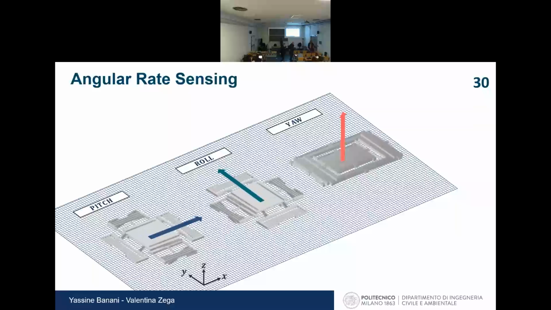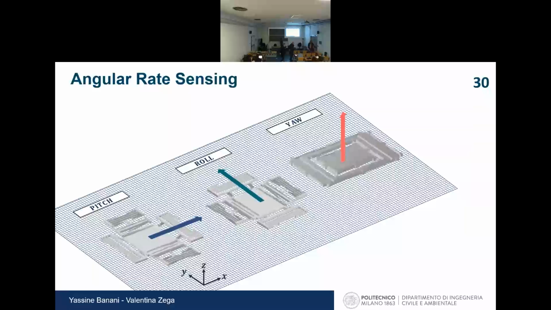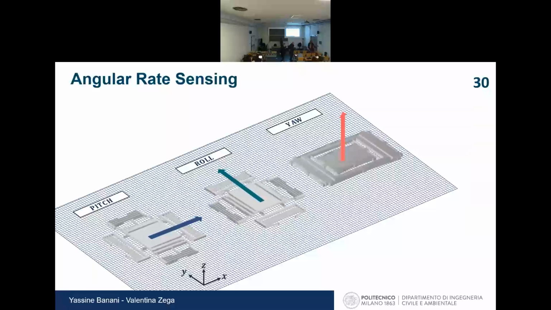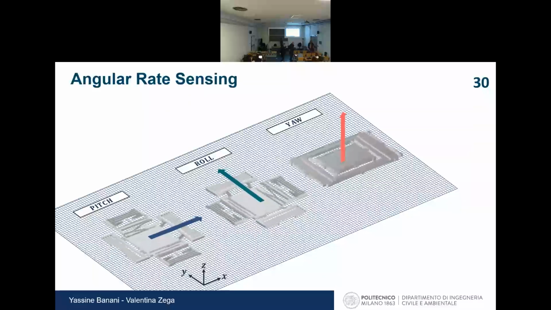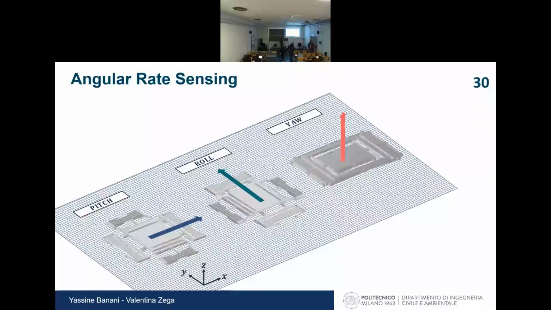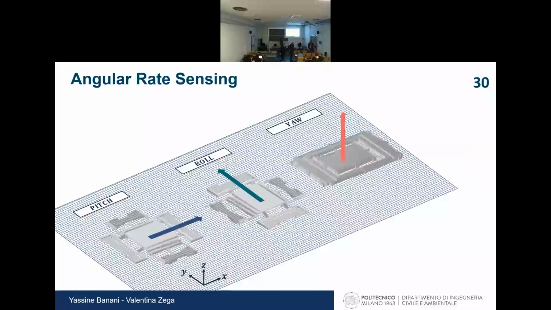And the novelty is that for the first time we have a pitch and roll gyroscope with full in-plane motion. So we have the driving frames and the sensing frames, so the one we move and the one that moves just when we have a rotation, fully in plane. So again, we have a linear signal, and it's easier to control things in the plane than in the out of plane.